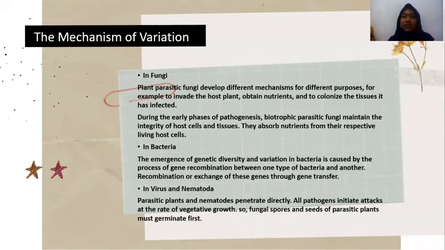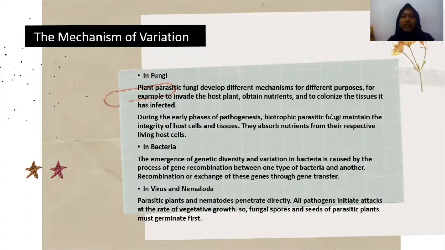Second, in bacteria, the emergence of genetic diversity and variation in bacteria is caused by the process of gene recombination between one type of bacteria and another. Recombination or exchange of these genes occurs through gene transfer. Genetic material and plasmids can move through various mechanisms such as transduction, transformation, conjugation, and transposition.